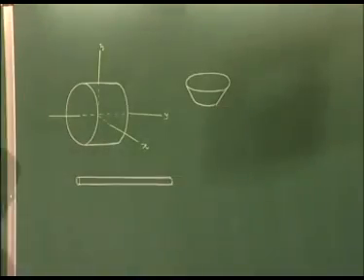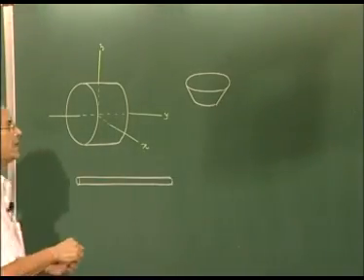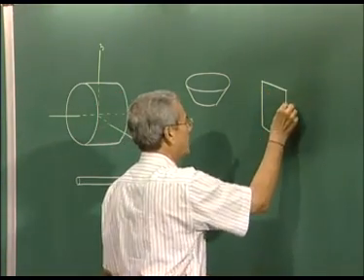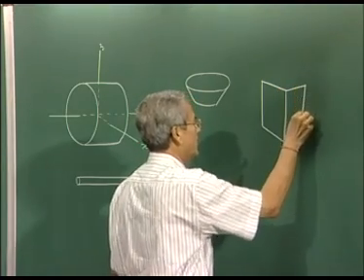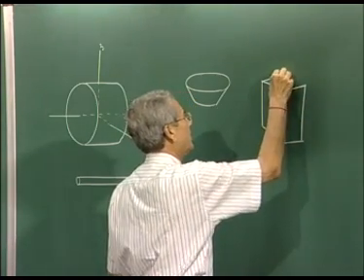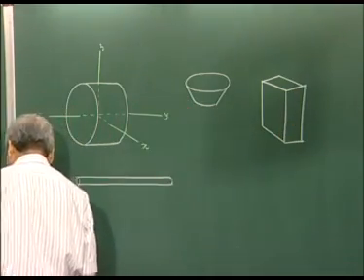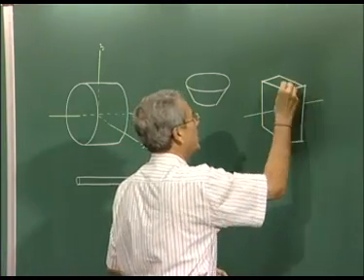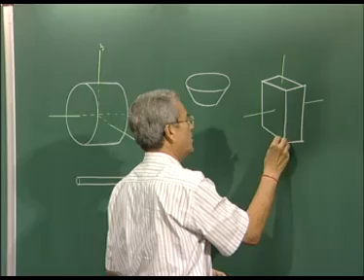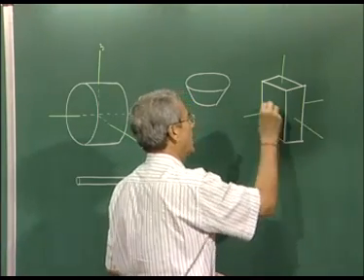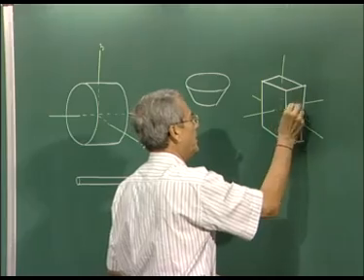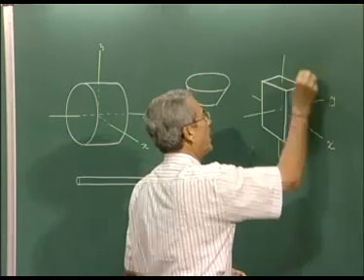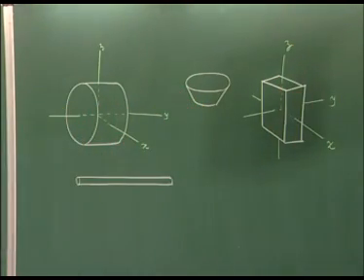Similarly, if the body is not an axisymmetric body like this, but say a rectangular object like this with no circular or rotational symmetry, then the principal axes will be obviously this is one axis of symmetry, this is one axis of symmetry, and this is the other axis of symmetry. They all meet at the center of the body. So, here again we can use x, y, z as principal axes.